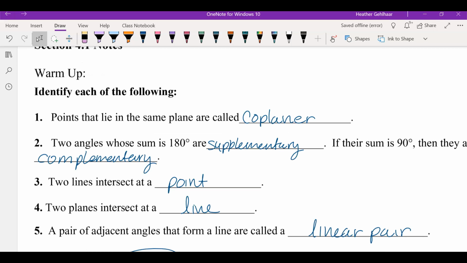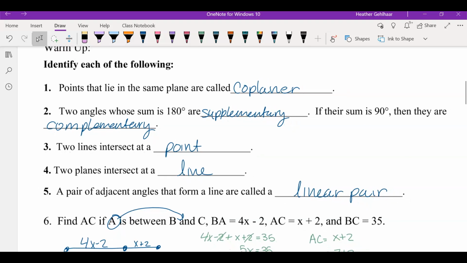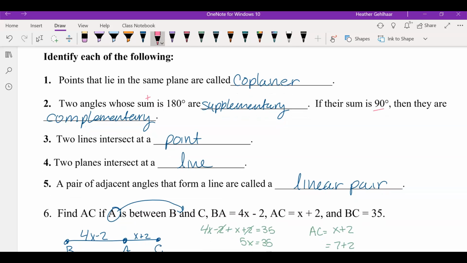Alright, so for number 1, points that lie on the same plane are coplanar, right? So they're on the same plane, coplanar. The next one says two angles whose sum is 180 degrees. So remember, sum is adding, is supplementary. If their sum is 90, then they are complementary. So if they add up to 90 degrees, they will be complementary.